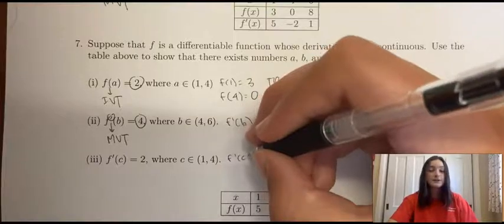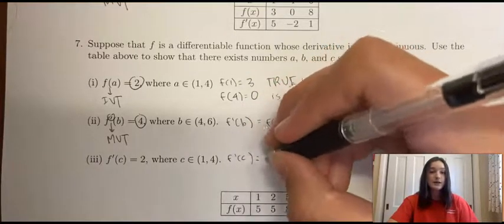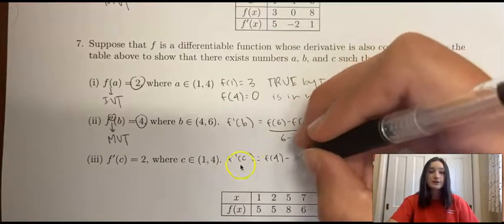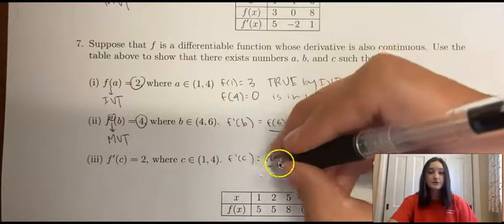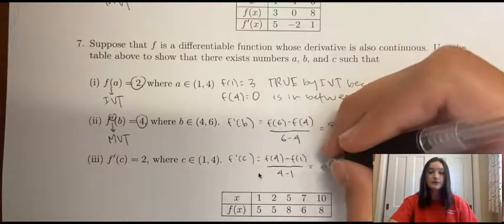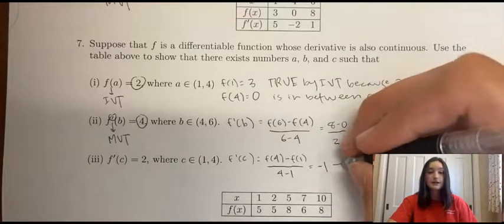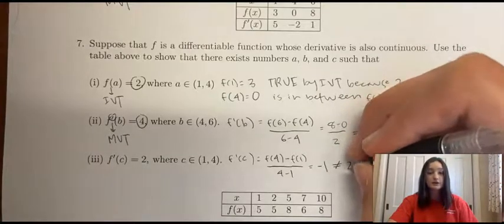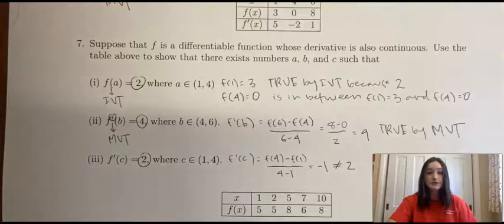Okay, so this next one, let's see. I see a derivative, so I'm going to try MVT. What I'm doing is setting that calculus slope, f prime of c, equal to the algebra slope. When I take those numbers on the graph, let me write that out, I'm going to get -1. And -1 does not equal 2, so that can't be true by MVT. But that doesn't mean we should stop, because we can still try to prove it through IVT. Even though that's a derivative, we're given the derivative values in this table, so we can still use them to try to prove using IVT.